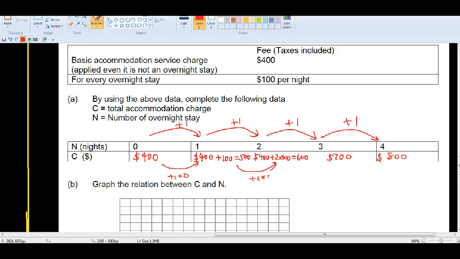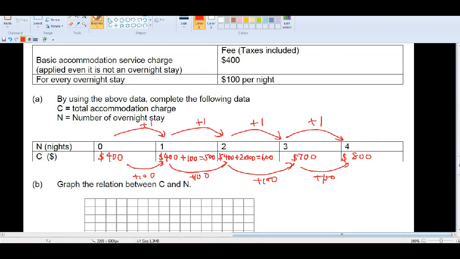plus 100. Sorry, I need to make my arrows a little bit more in line. Plus 100, plus 100, plus 100. So you see the change in charge over the change in nights. This is delta n. If this is delta c, you see delta c over delta n is always 100 over 1. So it's always a constant. So that's why they're linear.